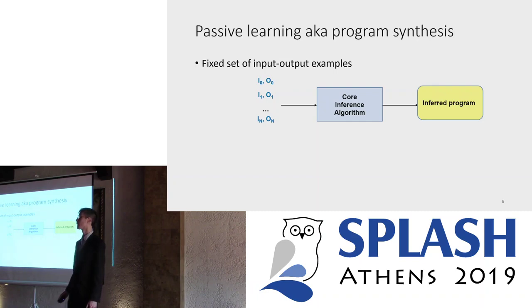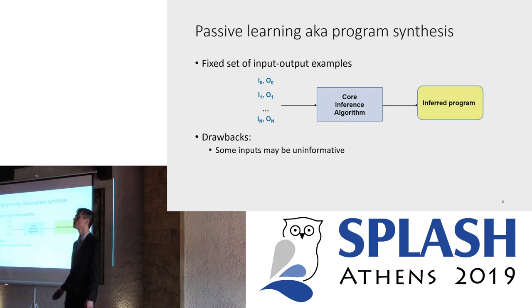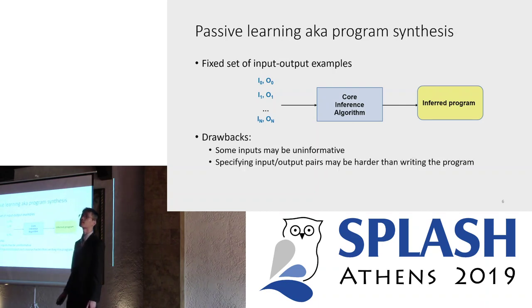However, it has a number of drawbacks. One is because you have a fixed set of inputs, maybe those inputs aren't informative. They might be duplicates, or they might be just very similar and not giving you a very wide variety of outputs. Additionally, in some cases, specifying the input and output pairs can actually be very difficult. Think about binary file formats, for example, and how you'd represent them as data structures. In many of those cases, it might actually be easier just to write the program than to give the input-output examples.